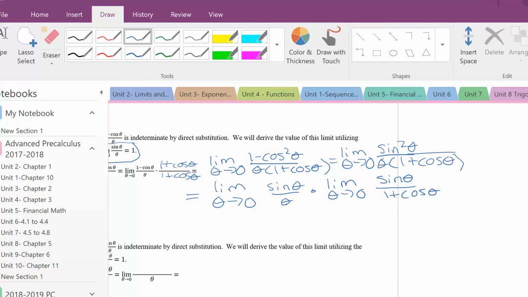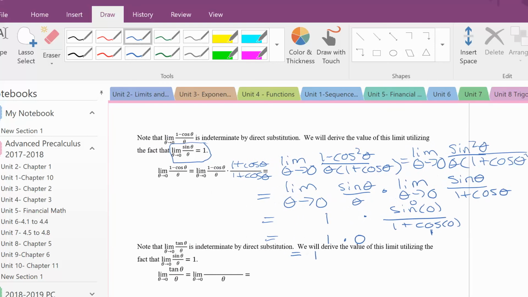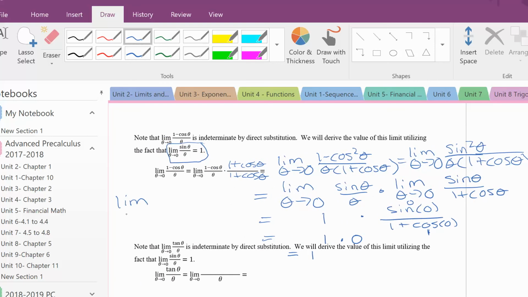So now I know that the limit of sine theta over theta as it approaches 0 is equal to 1. And then finding the limit of this one, if I substitute 0 in, that's sine 0 over 1 plus cosine 0. So that's 0 over 2, because this is 1 and that's 0. So basically 1 times 0, which is equal to 0. So the limit as theta approaches 0 of 1 minus cosine theta over theta is equal to 0.